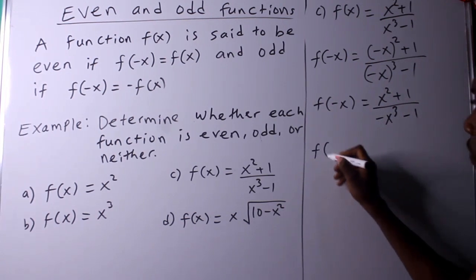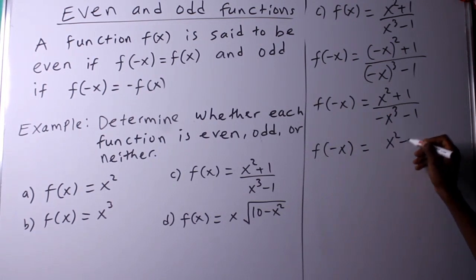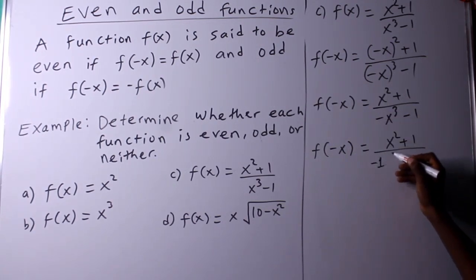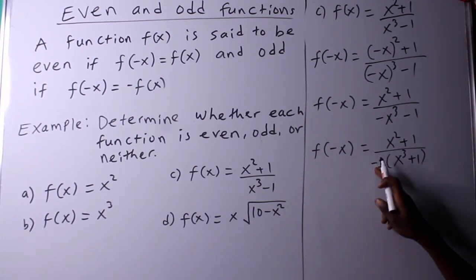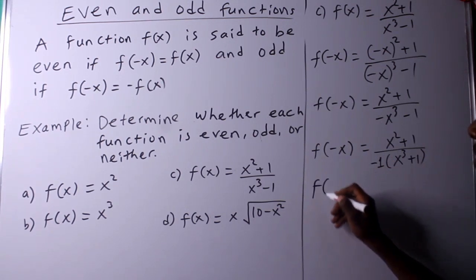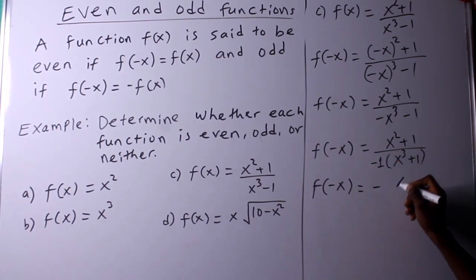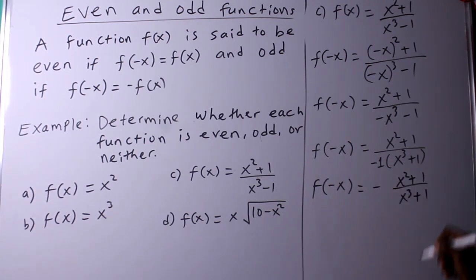Great. So f of negative x is equal to, if we rewrite x squared plus 1 and factor out a negative from here, we have negative 1, parenthesis x cubed plus 1. So this negative goes here, so we have f of negative x is equal to negative x squared plus 1 all over x cubed plus 1.